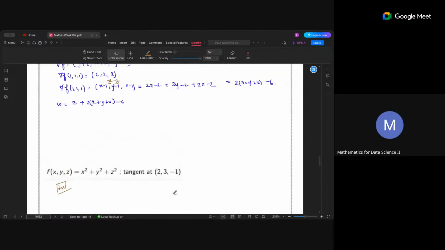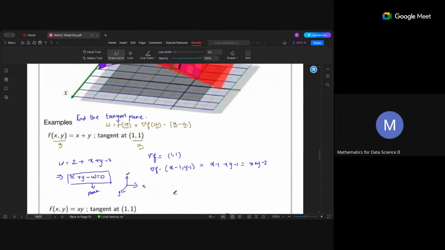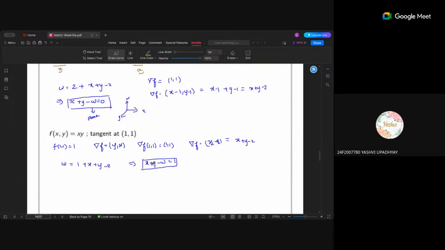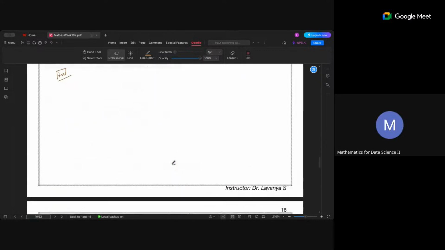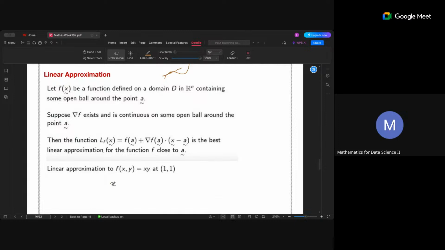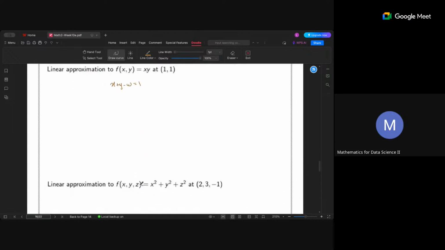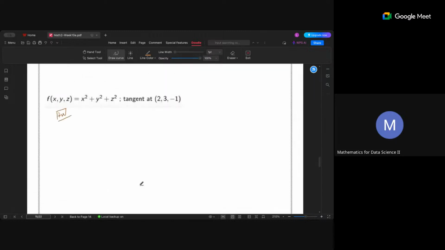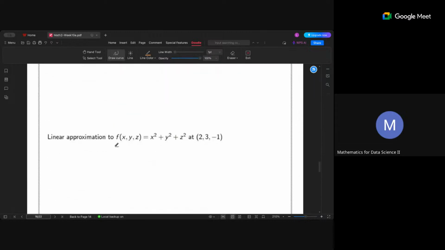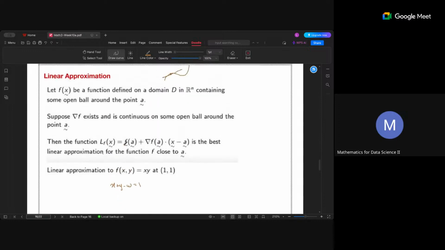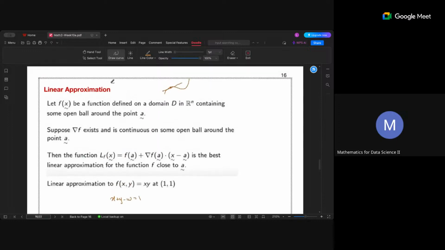Yes. So what is that? We have already computed, right? x plus y minus w equals 1. We have already computed. So this is the linear approximation to f(x, y). Now this one you will know once you complete this, so this is also homework. So linear approximation is the same concept as tangent, just the name is different. Is that clear for everyone? Yes, ma'am. Okay, fine.